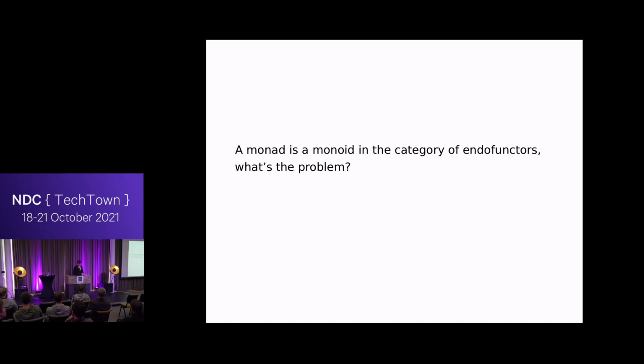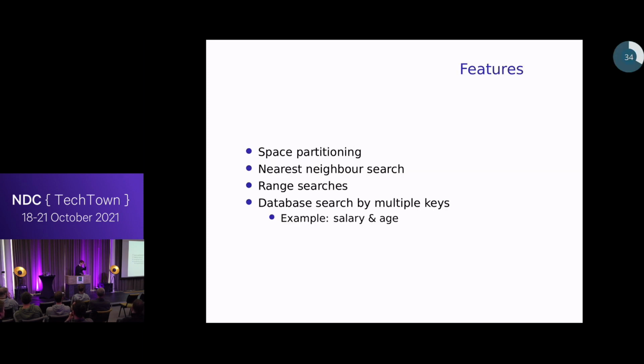But what I learned is that it has some amazing features, right? So it's a space partitioning data structure. That much I think we got. And it supports fast nearest neighbor searches, range searches, or in particular in databases, searches on multiple keys. For instance, give me the set of employees with this salary and age combination, right? And especially the nearest neighbor search in machine learning, K clustering, is a pretty appealing feature.